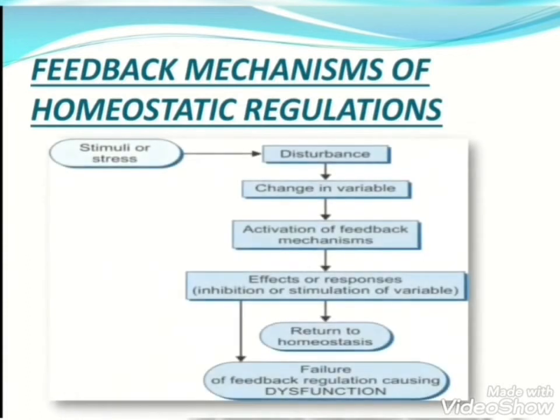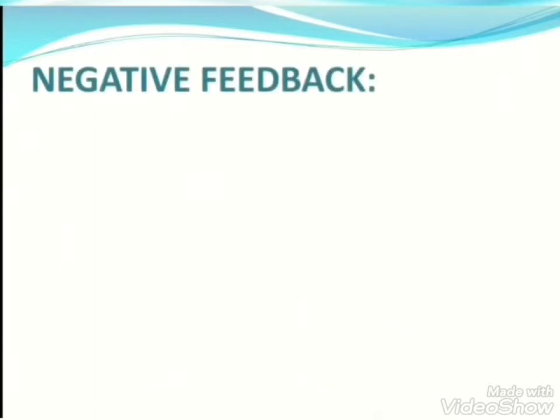Next, feedback mechanisms of homeostatic regulation. When a stimulus is applied, it causes a disturbance in the body and a change in a variable, which activates the feedback mechanism and affects the response to that stimulus, either a return to homeostasis or failure of that feedback mechanism takes place.